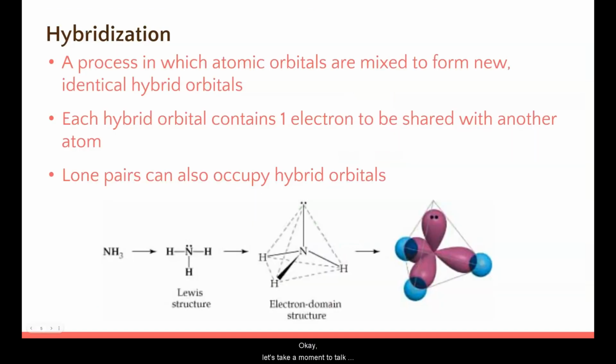Okay, let's take a moment to talk about how orbitals can share electrons. It's in a process called hybridization. This is a process in which atomic orbitals are mixed together to form new identical hybrid orbitals. Each hybrid orbital will contain one electron to be shared with another atom. Lone pairs may also occupy hybrid orbitals depending on if it's a lone pair that is being shared or offered from different items, or if it's from, for example, this electron structure here, the orbital is being supported by the hydrogens.